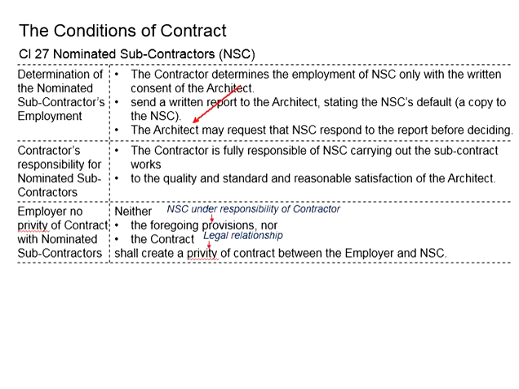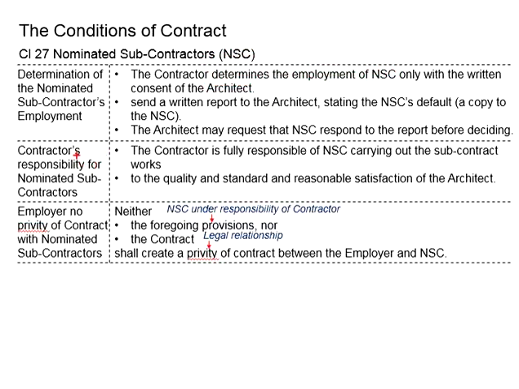Then the architect may request the nominated subcontractor to respond to the report before deciding. This provides a chance for the nominated subcontractor to clarify and explain himself, in case any accusations by the contractors are inaccurate, hoping this could resolve the conflict between the two parties. To be fair to the nominated subcontractor, the architect will need to acquire the clarifications from both sides before deciding whether to determine the employment of the nominated subcontractor.